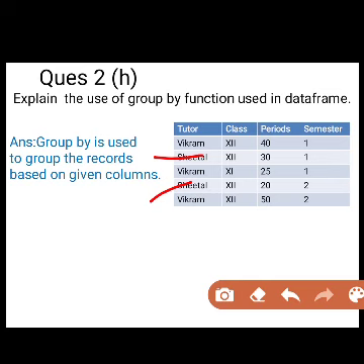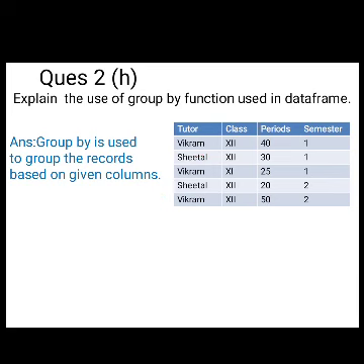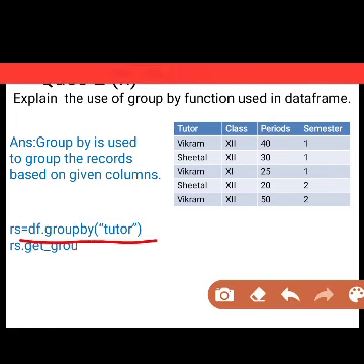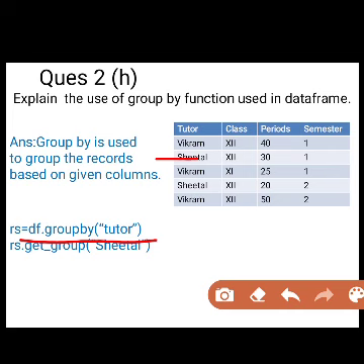But what if this data frame contains 5,005 lakh records? Then I can use the groupby function. How can I use the groupby function? In this way, I can write df dot groupby tutor. Then to retrieve the records of Sheetal only, I can write rs dot get group Sheetal.